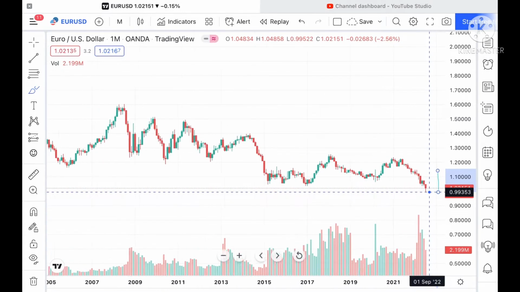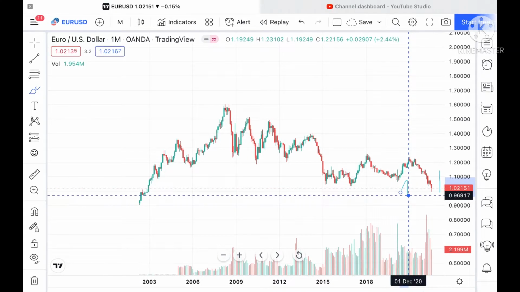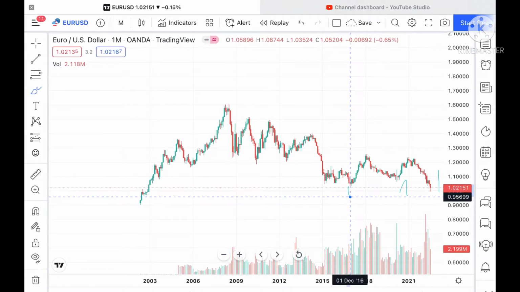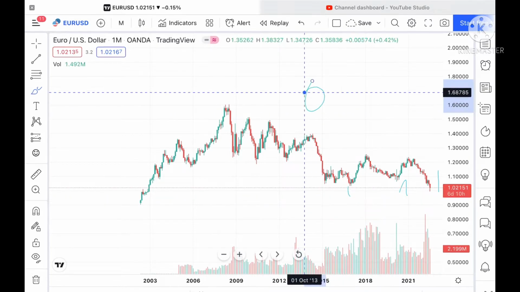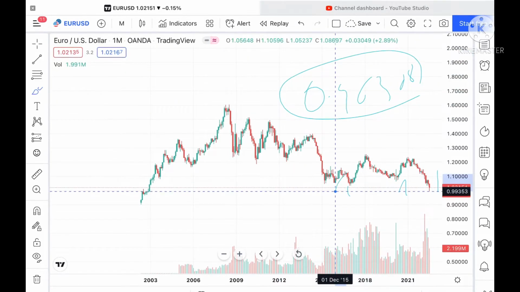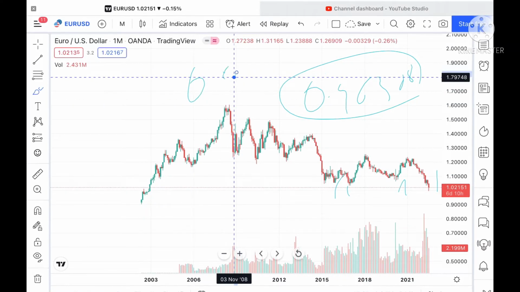But suppose this particular level doesn't sustain, then it can touch a level of 0.99, and from there a level of 0.96917. Once that level also goes down, and this 0.96 is a weak support, so the probability is high that it can move further down, and if that level also doesn't sustain, then it can move further down towards a level of 0.94177.